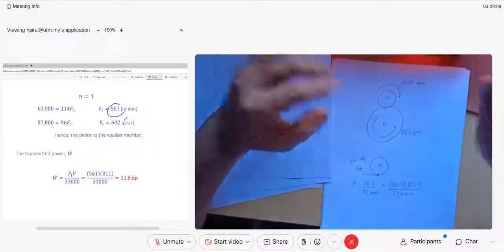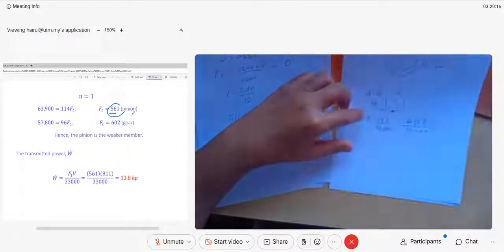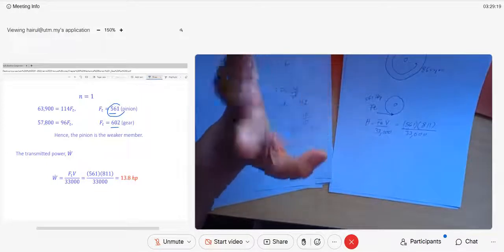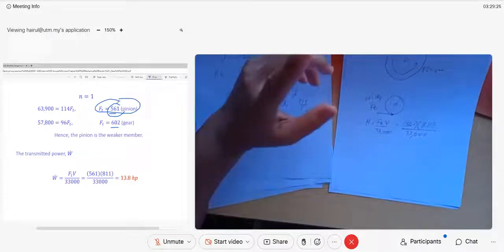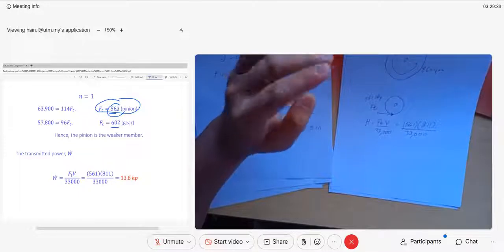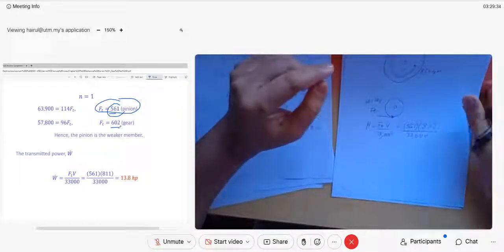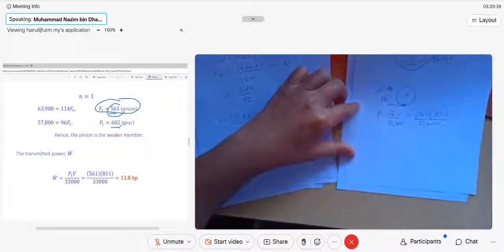Okay, from here, why do we choose the minimum, not 602? If the question is asked like this and you take the gear case, you'll be wrong. This is the only power because we are based on the pinion. Do you understand what I'm talking about? Why not the gear? Because why?